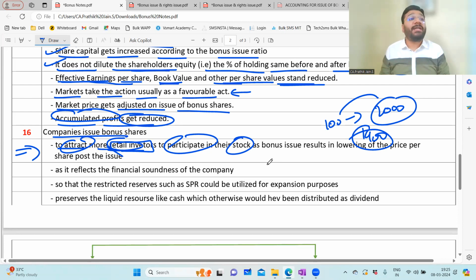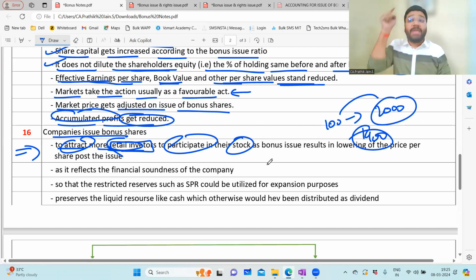of the company, one of the strategies is to increase retail participation, which means what? We want more and more of our shares to be bought and sold in the stock exchange. So if shares are bought and sold very frequently in high volume, the price of the shares goes up. So who will benefit? The promoters and the existing shareholders will benefit.